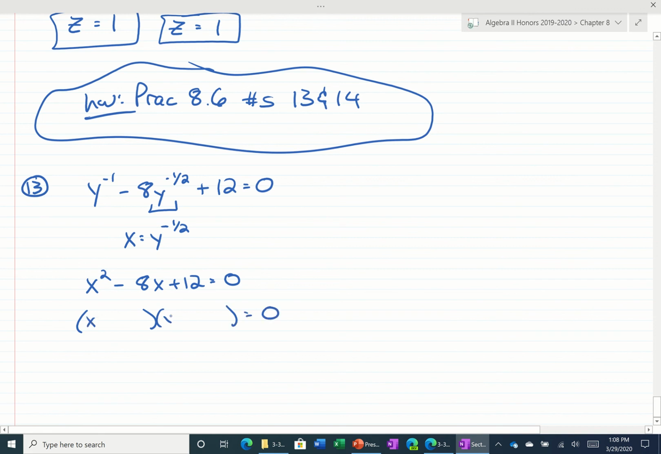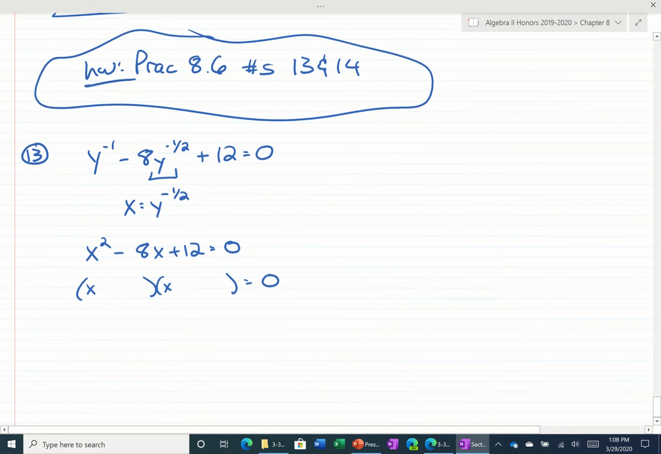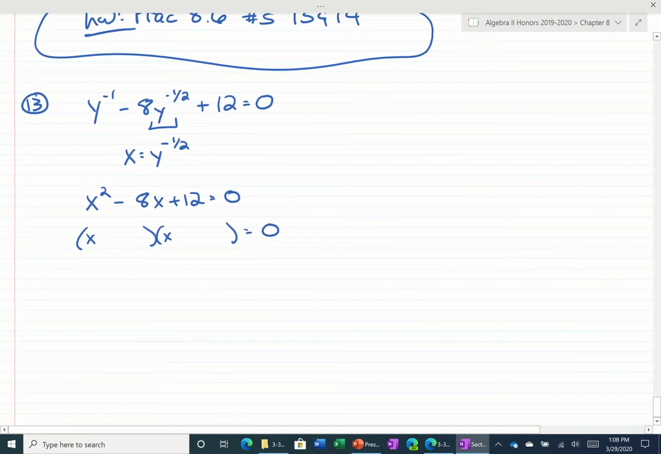I could even make it be a quadratic formula problem, but I don't know if I'm that mean, at least today. So anyway, let's factor this. To get positive 12, we would need to use negative 6 and negative 2. So x would be 6 and x would be 2.